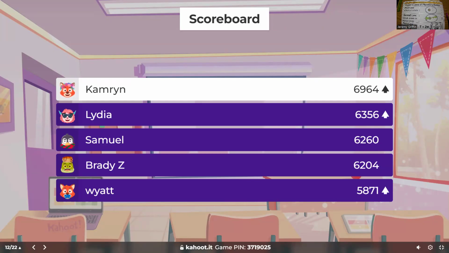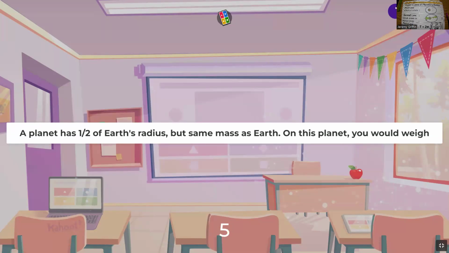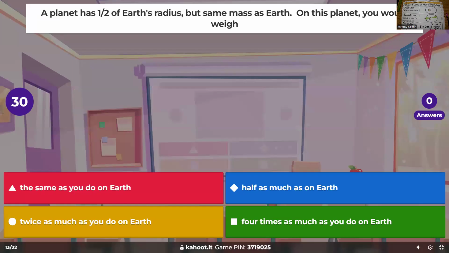Got Wyatt, Brady, Samuel, Lydia, Cameron. Ooh. A planet has half of Earth's radius, but the same mass. Suppose you were on that planet. How much would you weigh? Hmm.